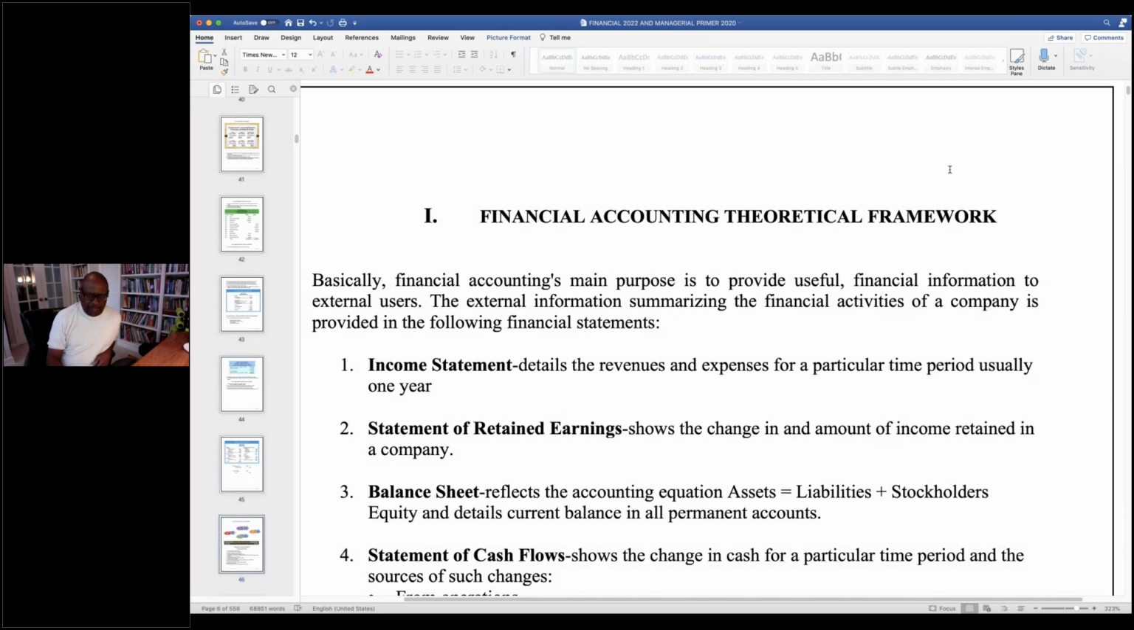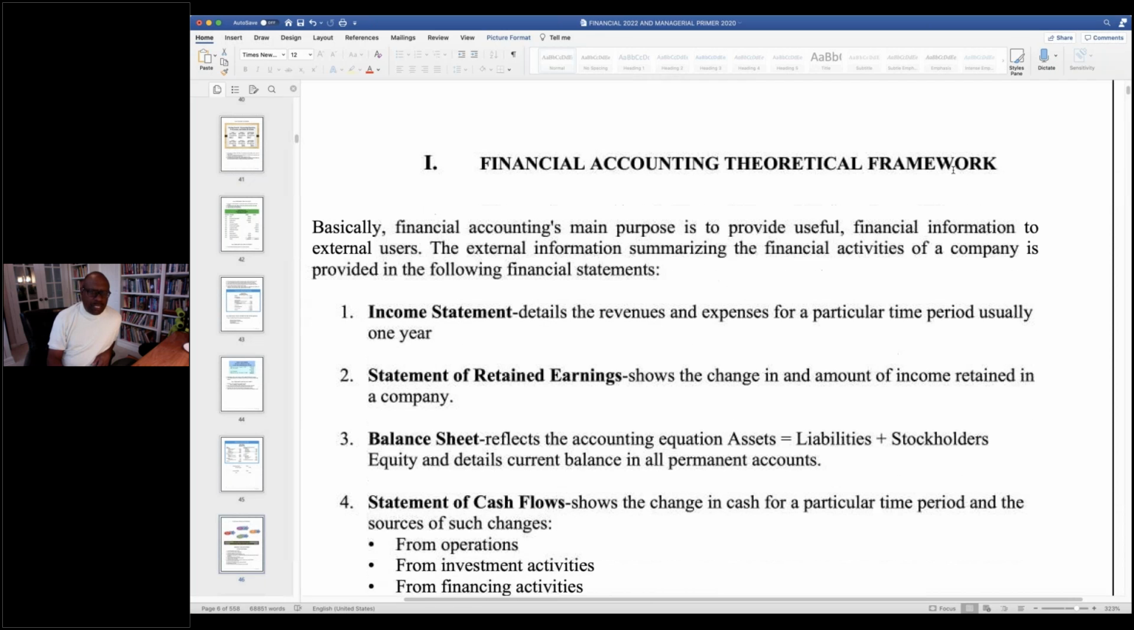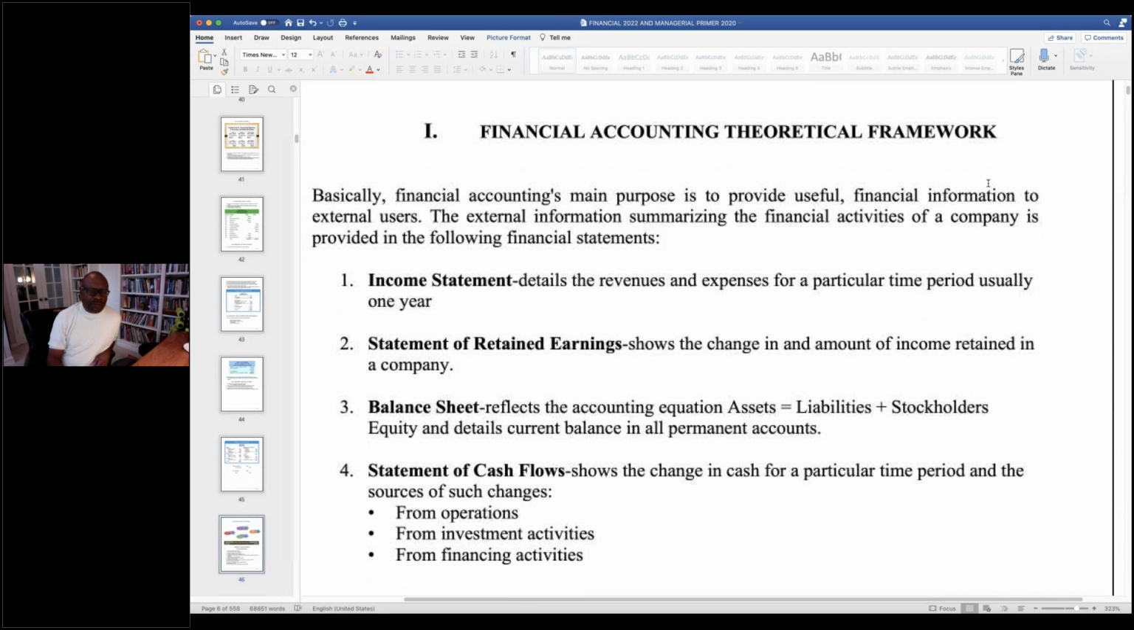Okay, so in Principles 1, we went through a financial accounting theoretical framework where we said that the takeaway from that course was you should be able to prepare an income statement, a statement of retained earnings, balance sheet, and a statement of cash flow. Did I miss any? So these are the four statements that you have to be able to prepare.